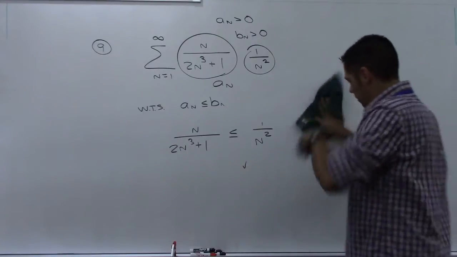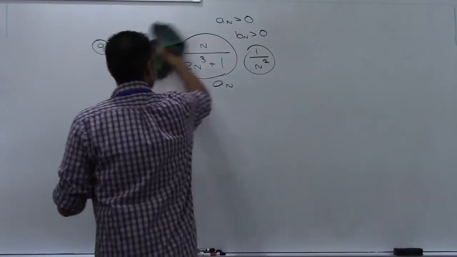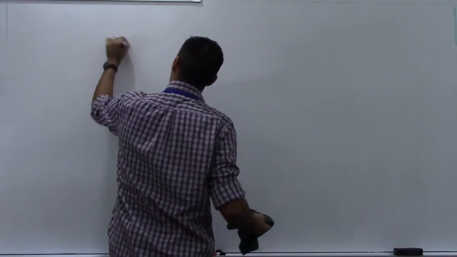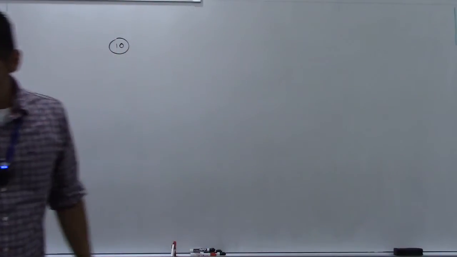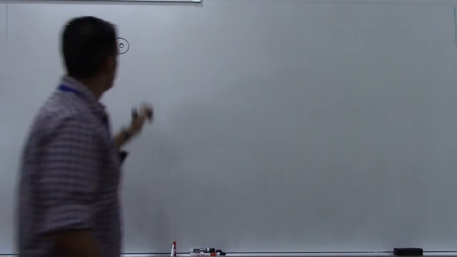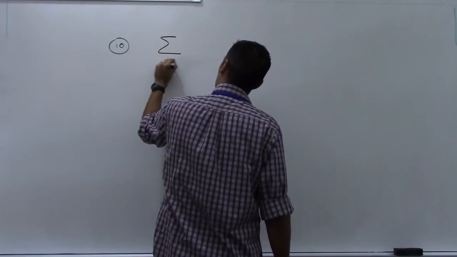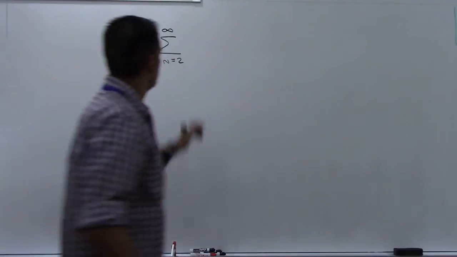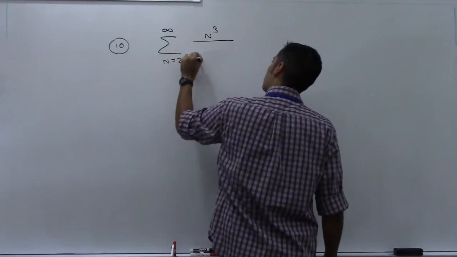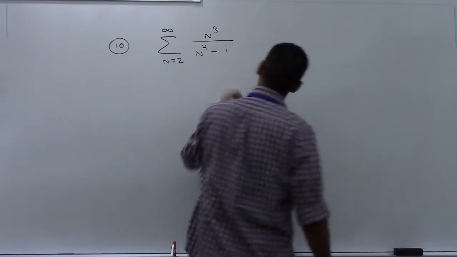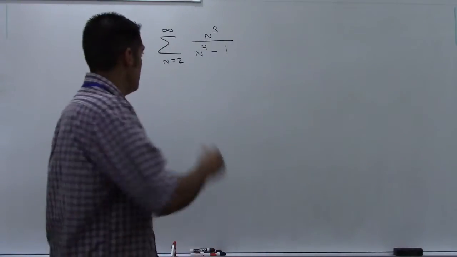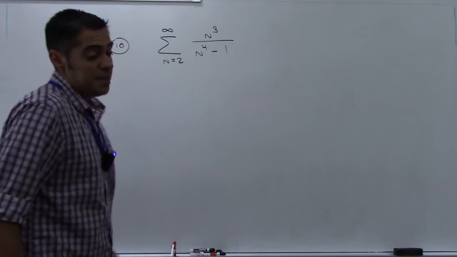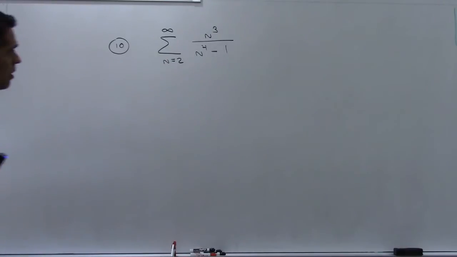All right, let's do number 10. Same thing, sum, this time n equals 2 to infinity, of n cubed over n to the 4th minus 1. Okay, so I think it says we want to use comparison test. So let me see, what would I compare this to?